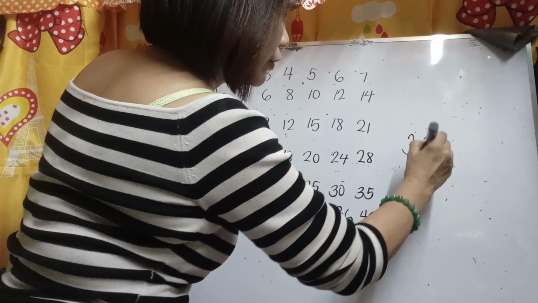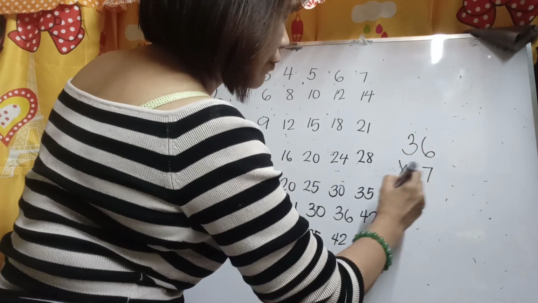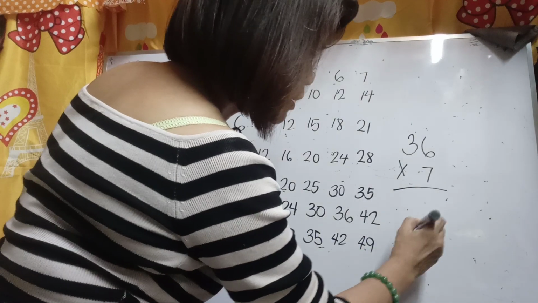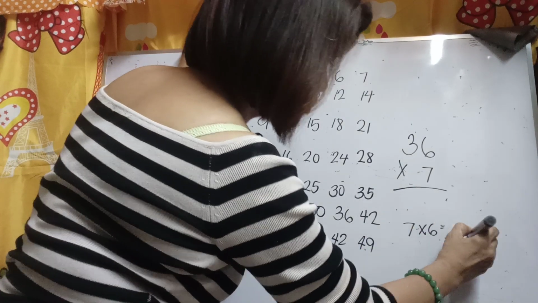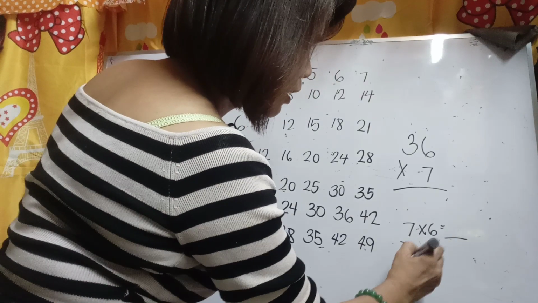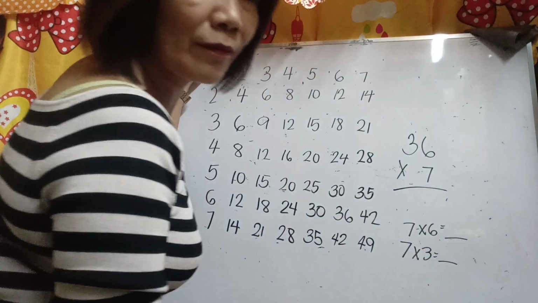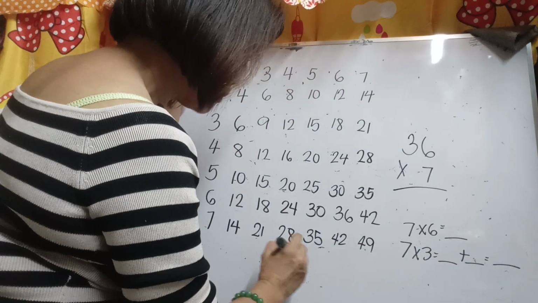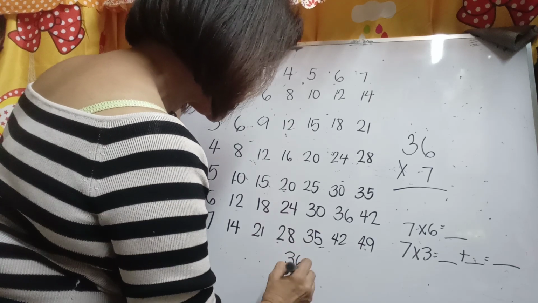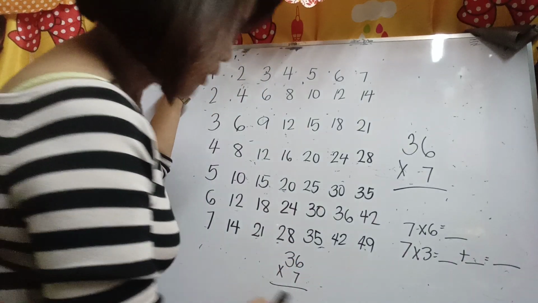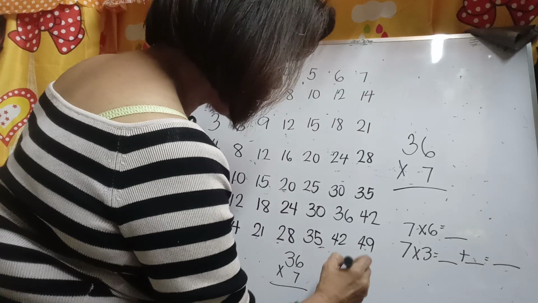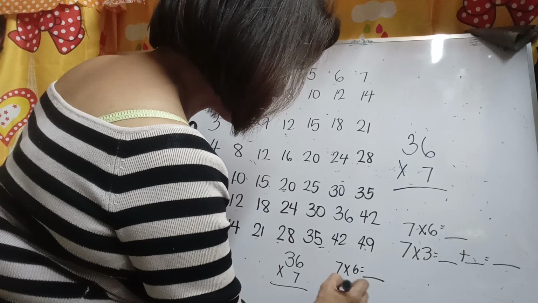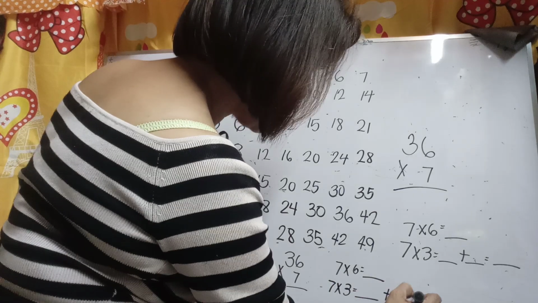So, if ever, halimbawa, meron kayong lalabas doon, okay? Meron kayo dyan, halimbawa, 36 times 7. Okay, so hindi niyo alam paano gagawin ito. Okay, so ang gawin muna ninyo dito is 7 times 6 equals blank. And then here would be 7 times 3 equals blank. Okay, plus blank equals blank. Okay, gawin ko kaya dito para mas ma-centralize. 36 times 7. Okay, so yan ha. So, that would be 7 times 6. And then here, 7 times 3. Okay, 7 times 3 equals blank plus blank equals blank.